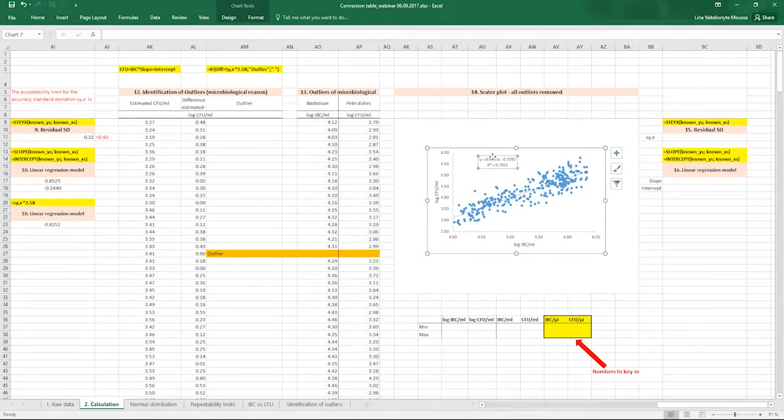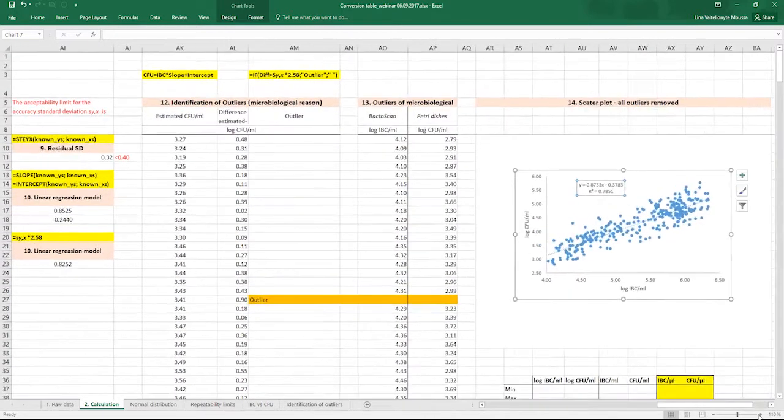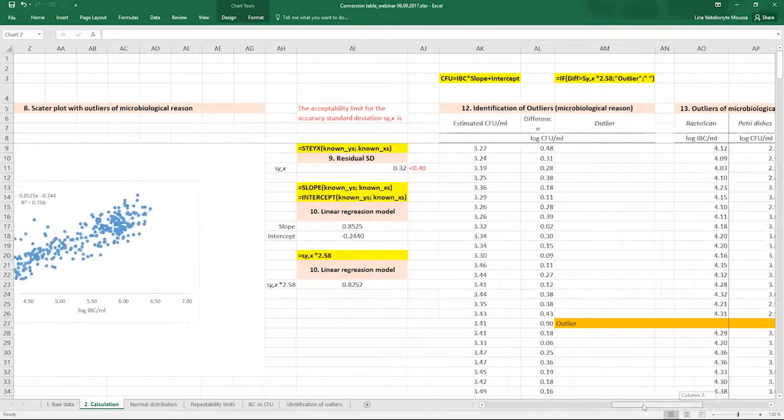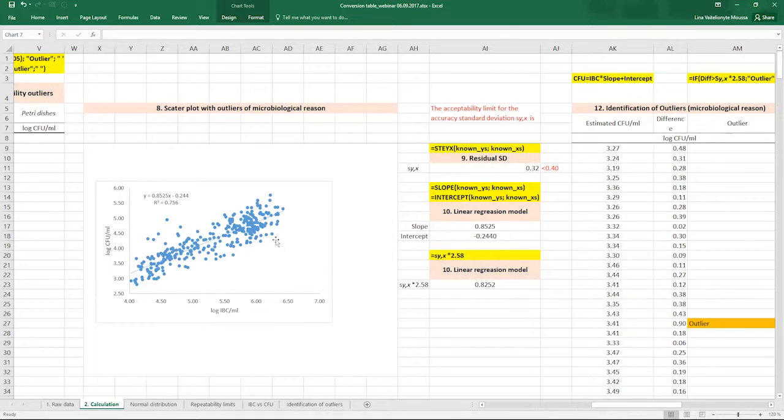And you can see also that the formula has been changed. If I zoom out like that, here we have 0.8753x minus 0.3783, and in the previous scatter diagram we had 0.8525x minus 0.244.